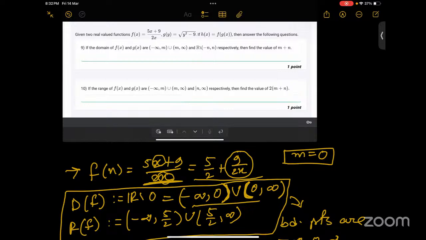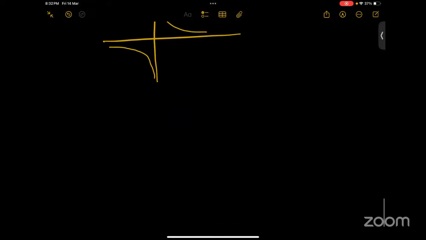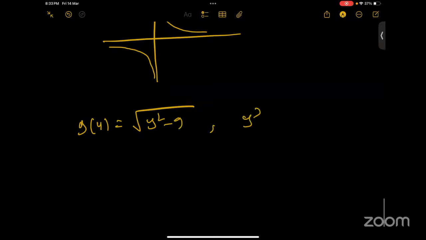Similarly, you have to find the value of n. So similarly, you just try to calculate and let me know what is the value of n. I will be waiting for you. It's clear, madam. Under root cannot be negative. So y square should not be less than 9. Let me write g of y is root over y square minus 9.